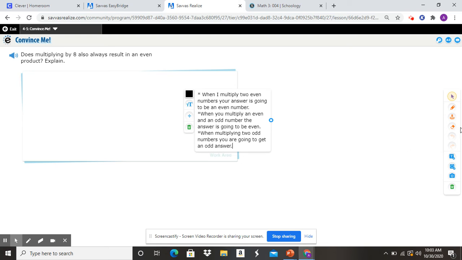So what we're going to do is over here, I'm going to test that with you, okay? So when I multiply two even numbers, your answer is going to be an even number. So let's test that with 8. If I multiply 8 times 2, which is another even number, 8 times 2 is what? It's going to be 16. So when I look at 16, in the ones place, I have a 6. So guess what? My answer is even. So this one we tested and we know it's correct.